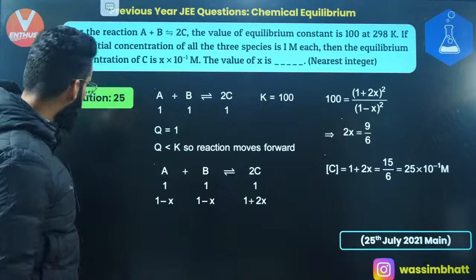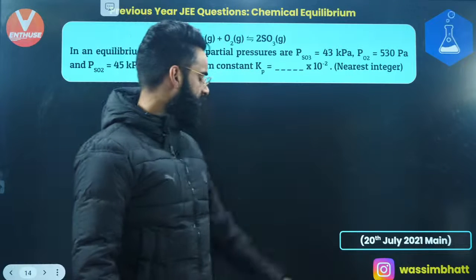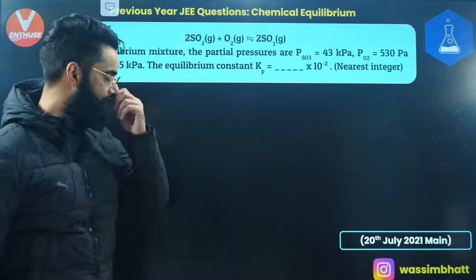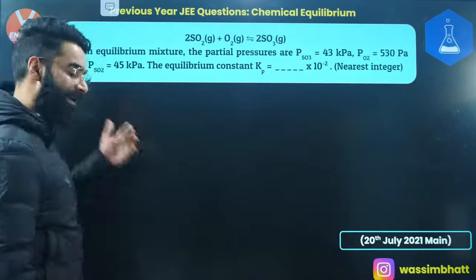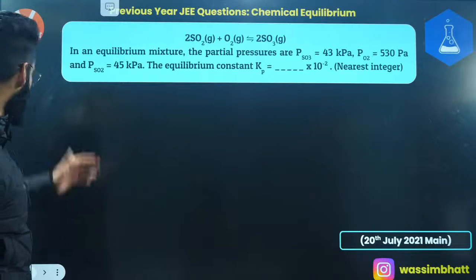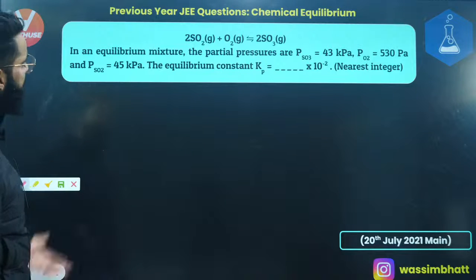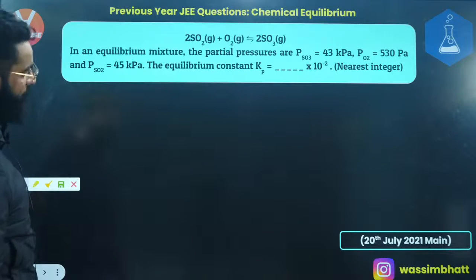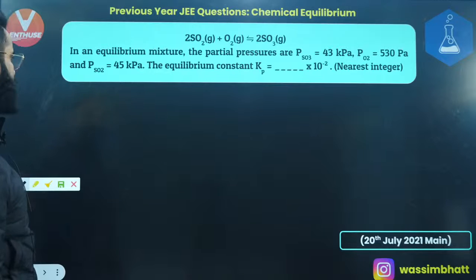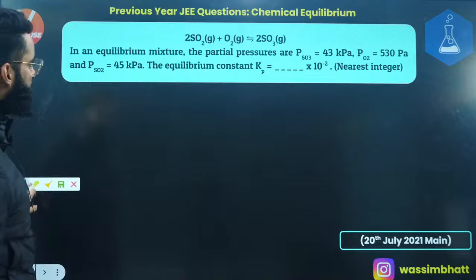So should I be moving on to one more then? This is one more question. The question was asked in your 20th July 2021 mains. Let's see exactly how this sort of question is to be solved. It's a very simple and basic question again. In an equilibrium mixture, the partial pressure of SO3 is given, O2 is given, SO2 is given. The equilibrium constant Kp.